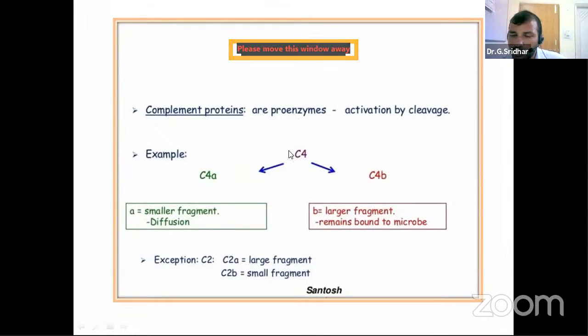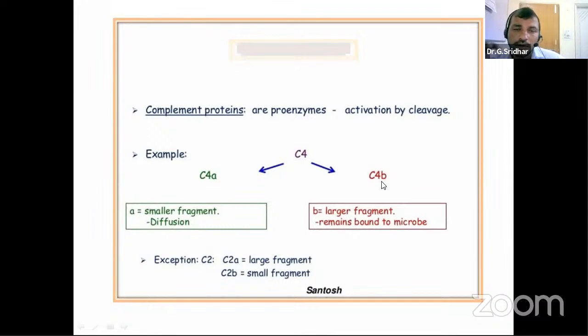Take an example as C4. If you are activating C4, it will be cleaved or split into two subunits, that is C4a and C4b. The larger subunit of C4 we are calling C4b. Keep it in your mind very precisely: the larger subunit of the complement protein is called the b subunit. The smaller subunit of the complement proteins we are calling the a subunit, but it has an exception. Each theorem has its own exceptions.